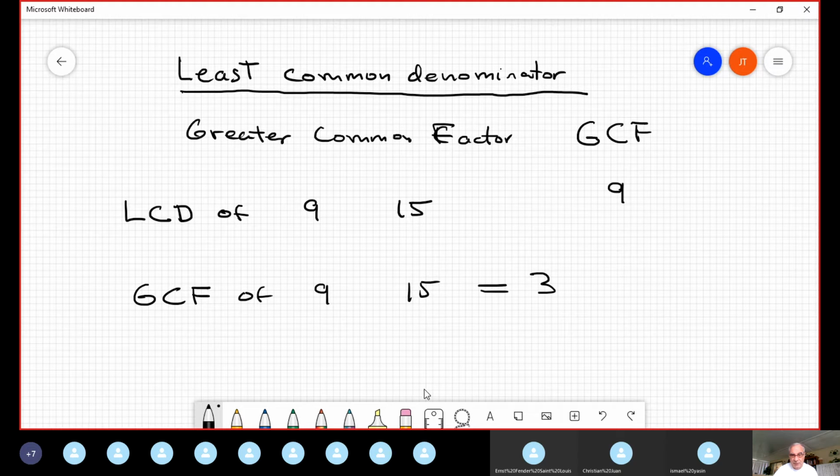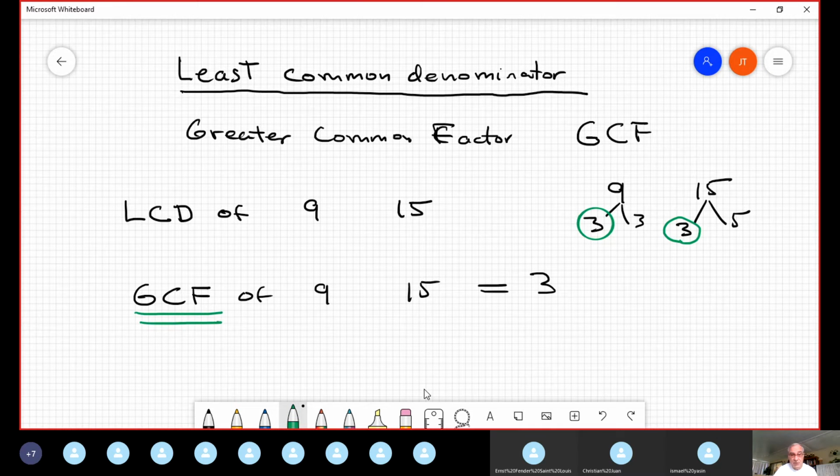Suppose you take 9 and 15 and you factor them. This is 3 times 3, and this is 3 times 5. It's obvious that 3 is a common factor. But this is the GCF. The least common denominator is a different concept, completely different.